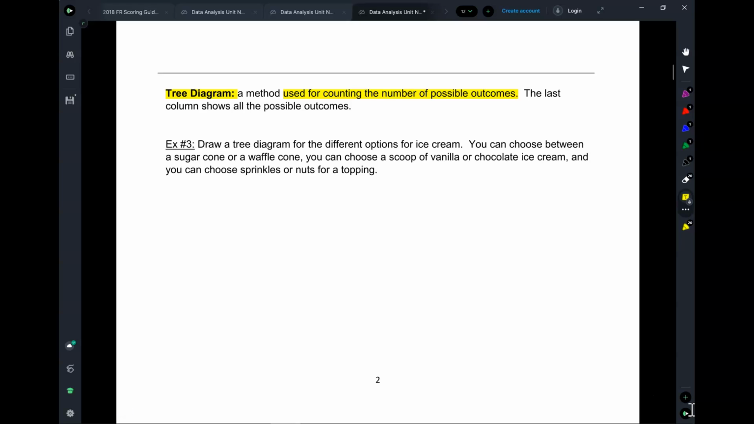Okay, what you have to do, this is where some students get confused. You have to make sure that you use the last column for all the possible outcomes. So you don't count everything else. You just look at the last column. What do you mean by that, Miss Malikian?